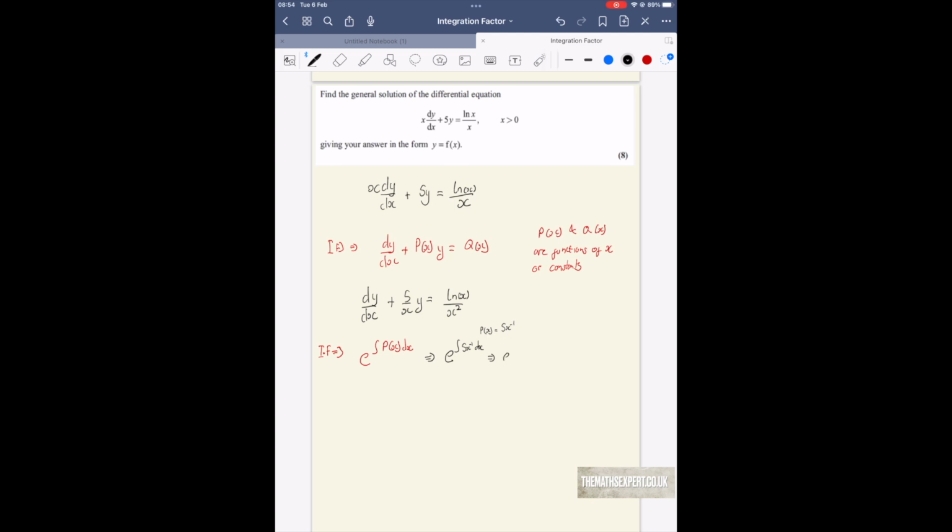Okay? I know that's going to be 5 ln x. Well, I'm going to rearrange that using our logarithm rules, and that's going to give us e to the power of ln of x to the 5. Again, that's a log rule I've used there. If you don't know that, do look back at that. Okay? And then because e and ln cancel out, the integrating factor for our question is x to the 5.